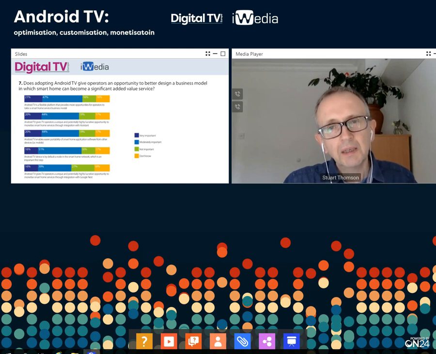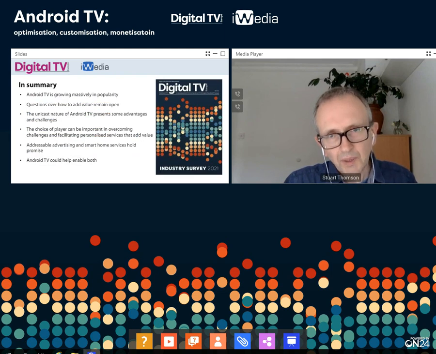Among those, addressable advertising and smart home services both hold promise, and Android TV could enable both. But the opportunity to make money from addressable advertising in particular has strong appeal, and operators can use Android TV as the basis for this, with support from technology partners.